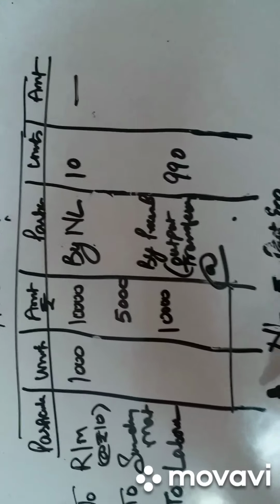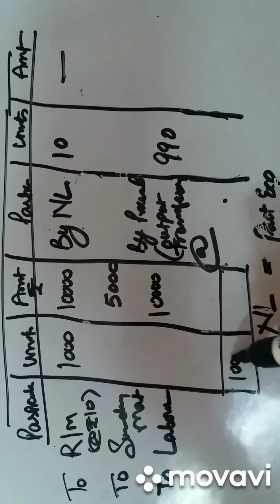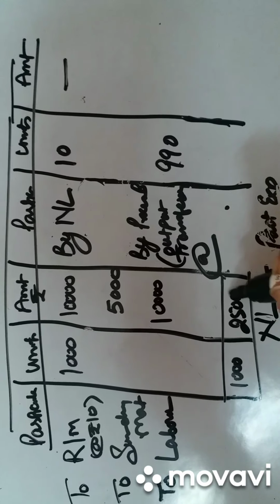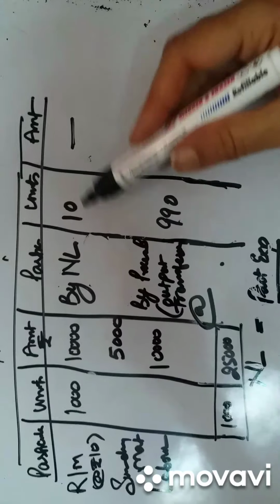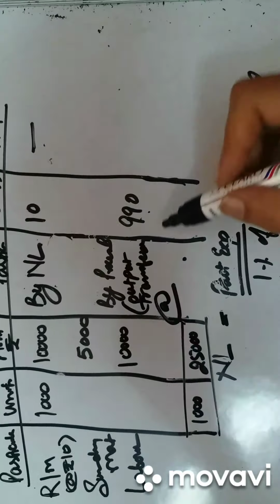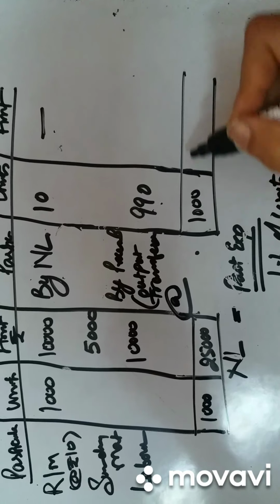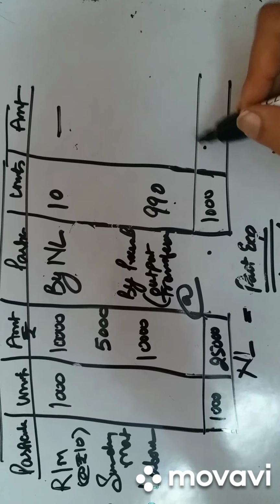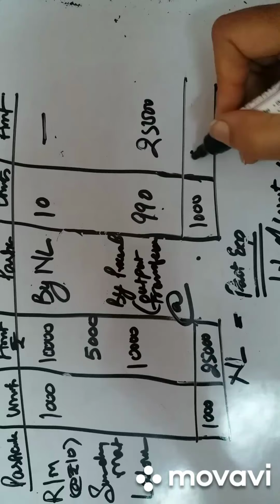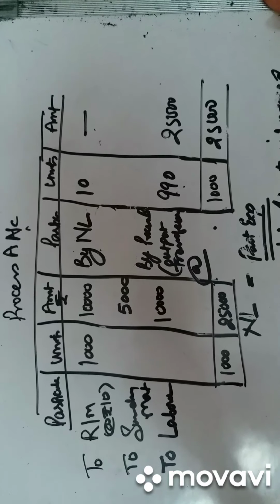So how to do it? You do the totals. 1000, 25,000, then here it is nothing, 990 plus 10, so 1000 again, and the balancing figure of course is going to be 25,000, so we write 25,000. The question is done, our process A is made, very simple.